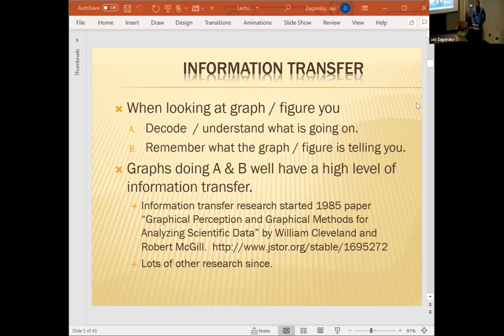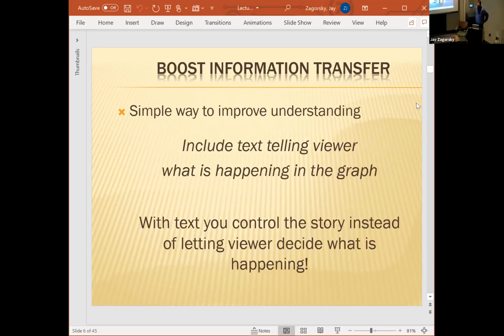And here is a simple way of boosting information transfer. Always include some text telling the viewer what's happening in the graph. Even if the graph looks really simple, if it looks like a straight line going up, say it's a straight line going up. Do not assume that just because it's incredibly obvious to you what's going on in the graph, it is incredibly obvious to your viewer. Always tell the viewer in simple words what they should be taking away from the graph.